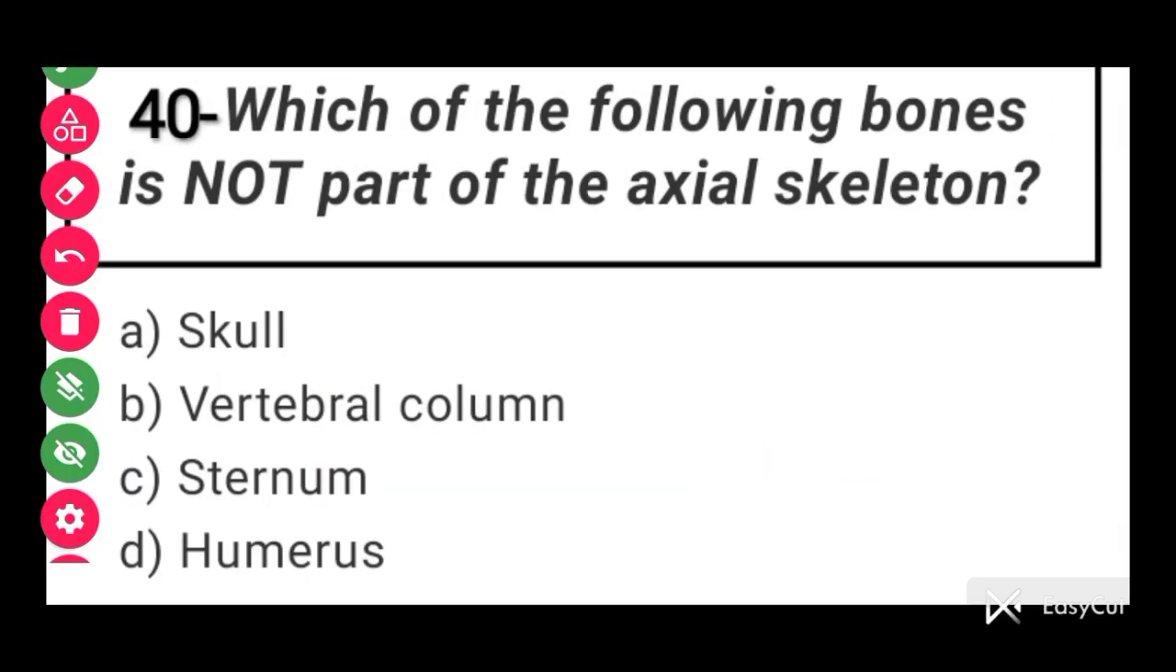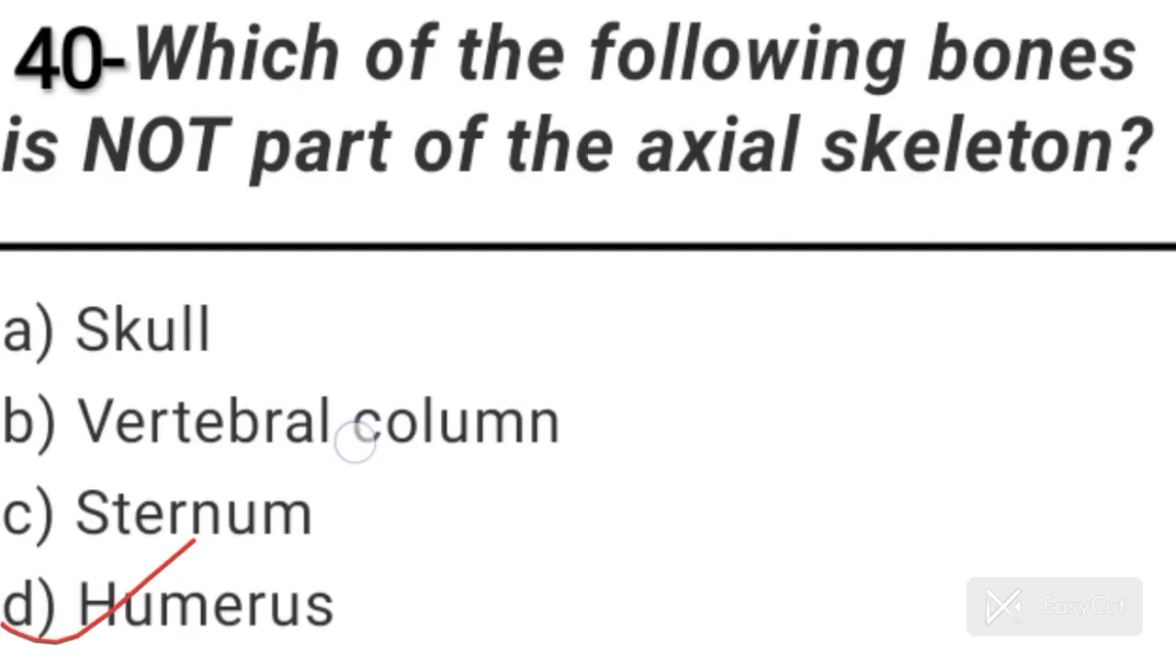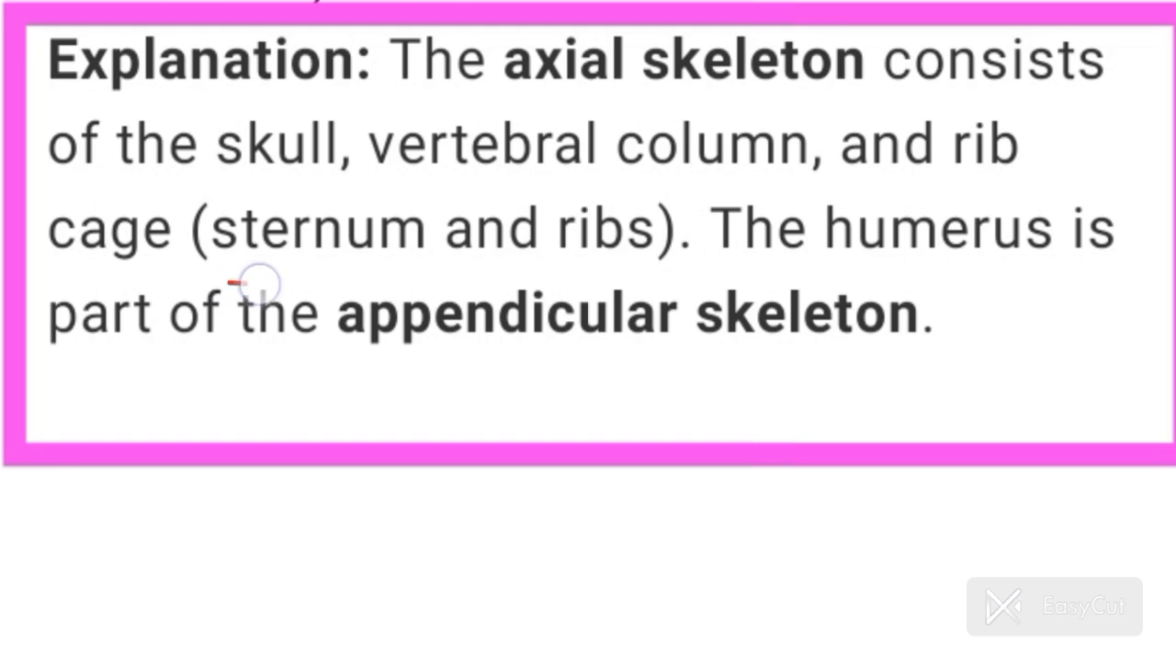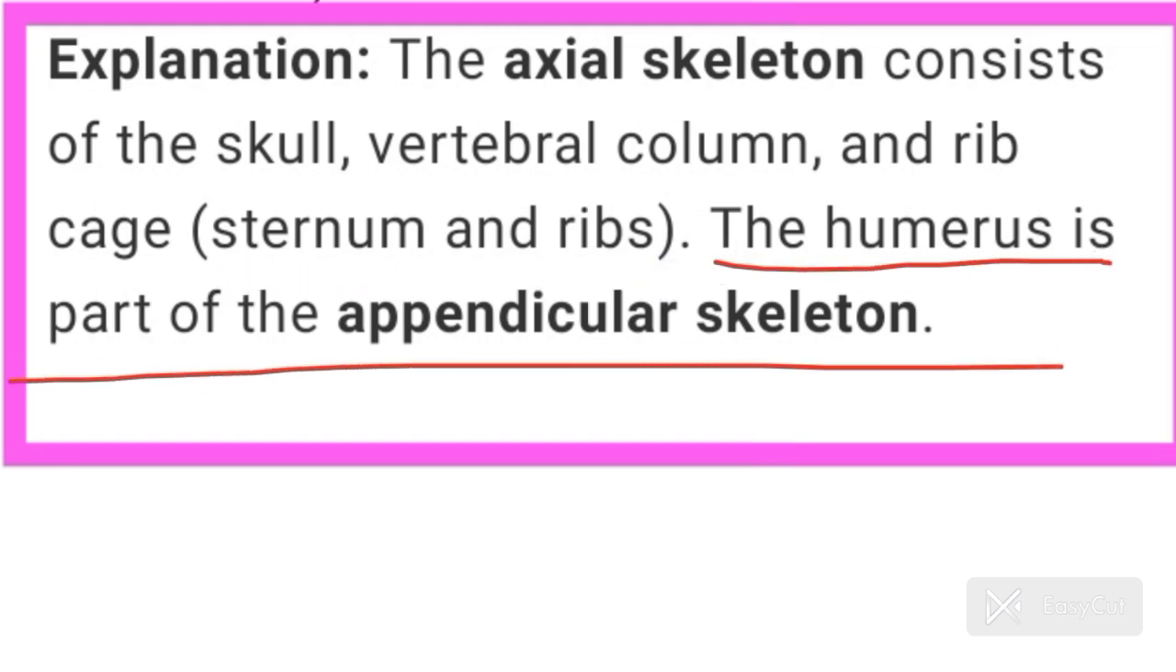Question number 40. Which of the following bones is not part of the axial skeleton? So here option D is correct for question number 40. Humerus bone is not the part of axial skeleton, because humerus is the bone of forelimbs, so it is a part of appendicular skeleton. The axial skeleton consists of the skull, vertebral column and rib cage. Rib cage consists of sternum and ribs. The humerus is a part of appendicular skeleton.